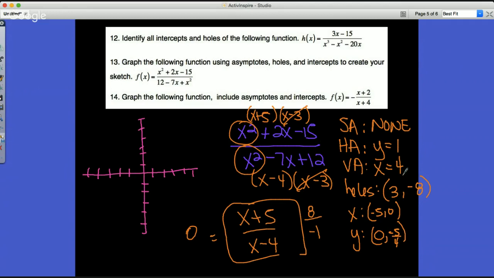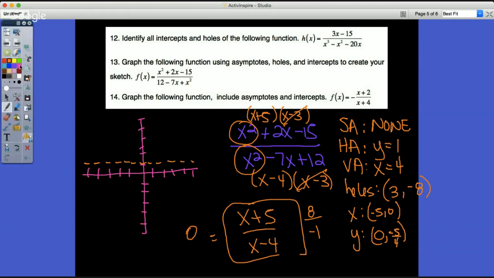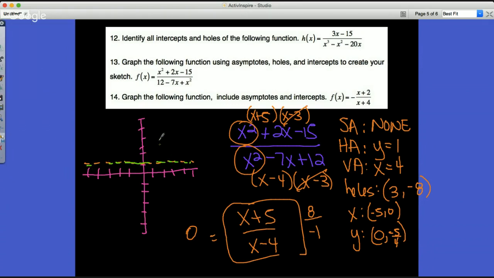Okay? So I have all of this here, to where now I have y equals positive 1. Okay? Let's do this one right here. Y equals positive 1. X is equal to 4. I note that the hole is at 3, negative 8. So that's really far down there. So I'm going to put a hole there. Negative 5, 0 is an x-intercept. And 0, negative 5/4 is a y-intercept.